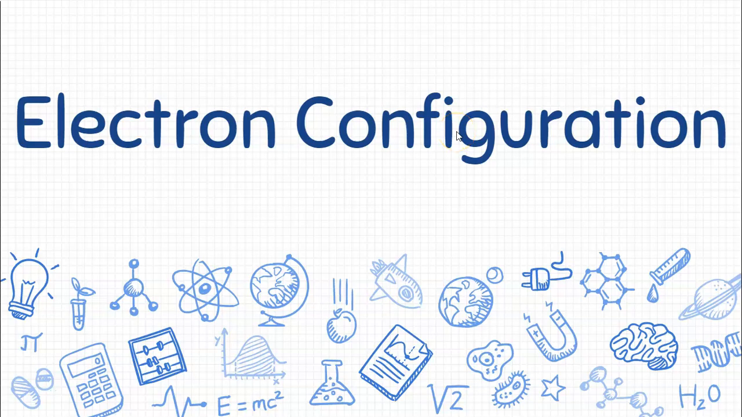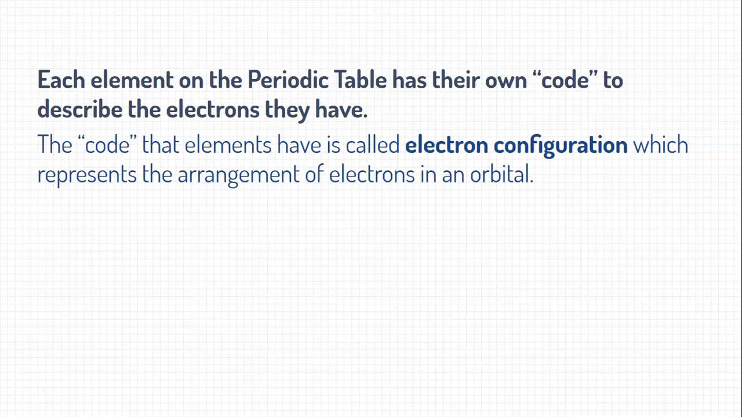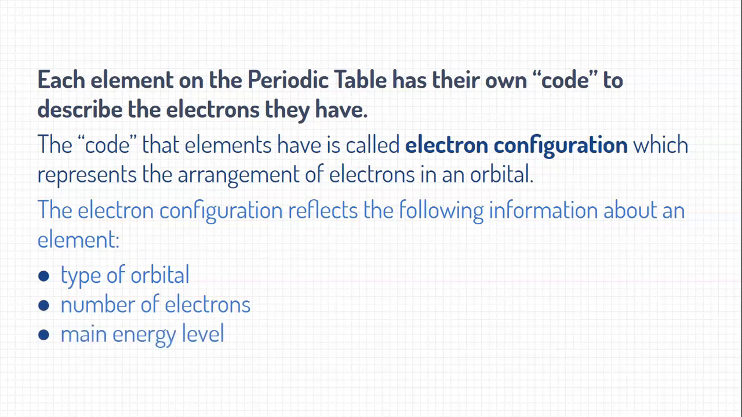So let's talk about electron configuration. Now, each element on the periodic table has its own code to describe the electrons it has. The code that the elements have is called electron configuration, which represents the arrangement of electrons in an orbital. The electron configuration reflects the following information about an element. It tells us the type of orbital, the number of electrons, and the main energy level that those electrons have.